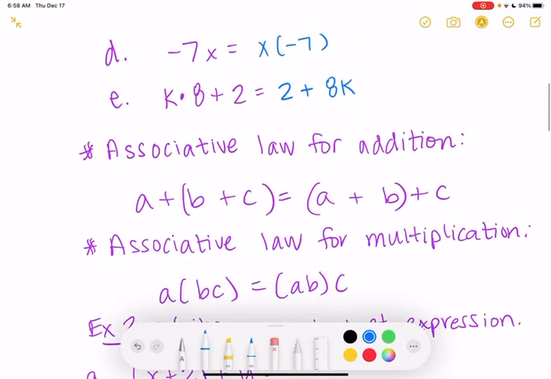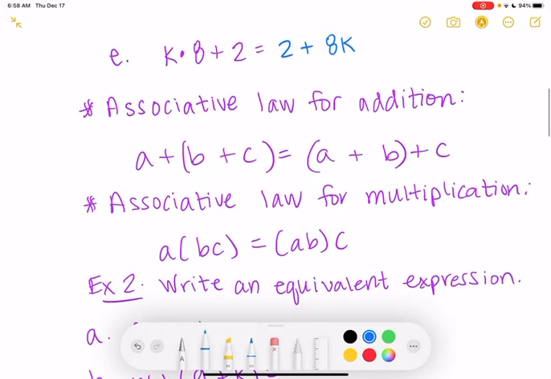Moving on, we have the associative law for addition. What that says is that if we have A plus the quantity in parentheses B plus C, that is equivalent to the quantity A plus B in parentheses, then plus that C. And the associative law for multiplication is A times the quantity B times C is equivalent to the quantity A times B, times C.